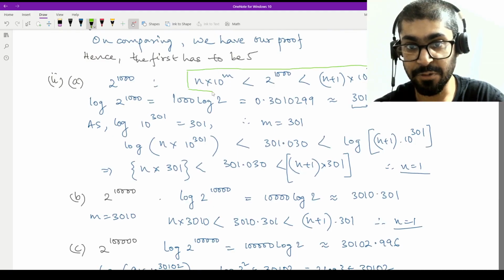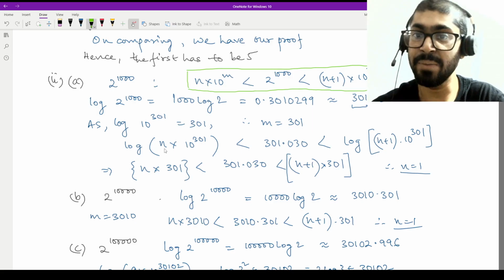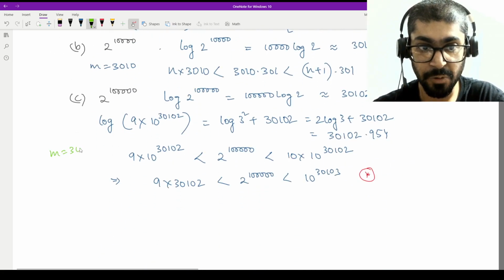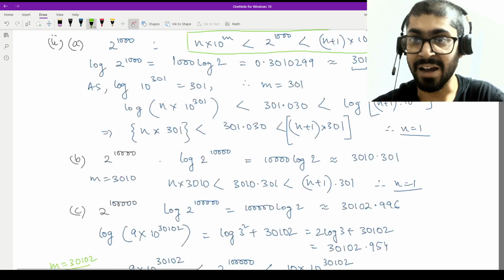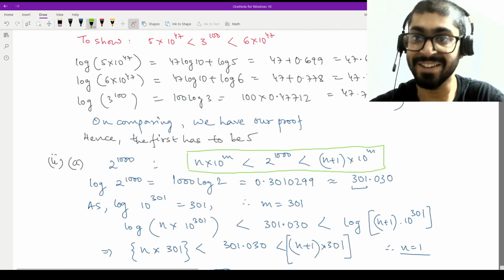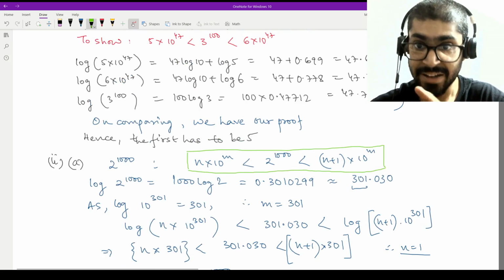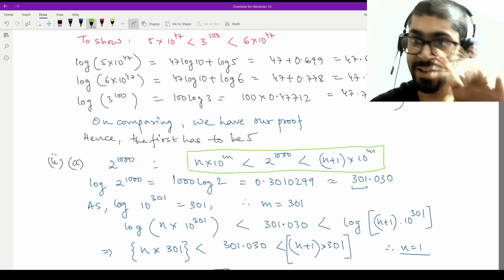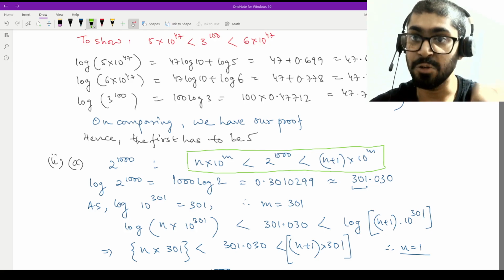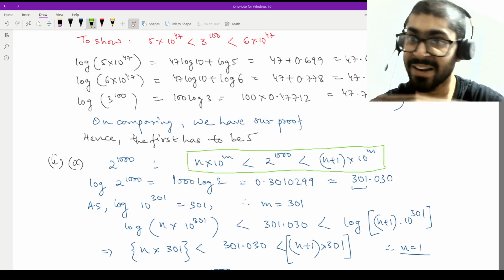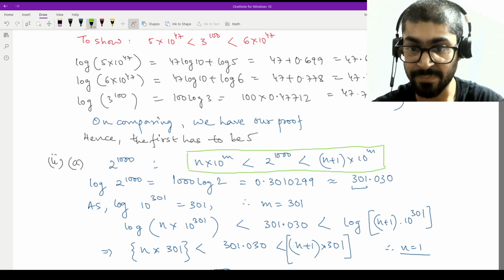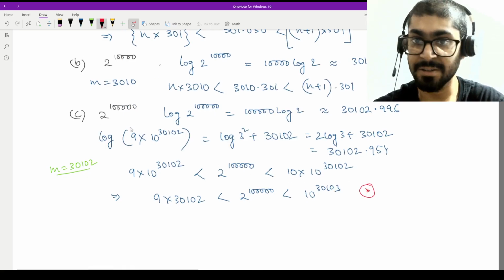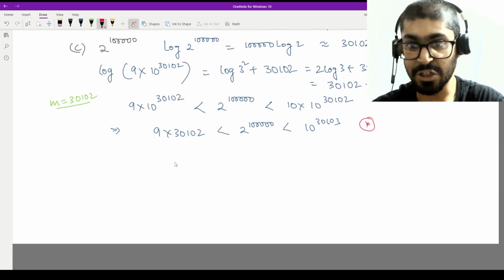Since this was the equation that we followed, our m here is still constant. Our m here is 30102, but our n plus 1 turns out to be 10 instead. If it turns out to be 10 instead, then this equation will become n into 10 to the power m less than whatever is sandwiched, less than 10 to the power m plus 1, because that n plus 1 is 10 and it gets multiplied, the power increases by 1. Okay, so this is the only difference in the operations part of this sum. Otherwise the theory is entirely the same.